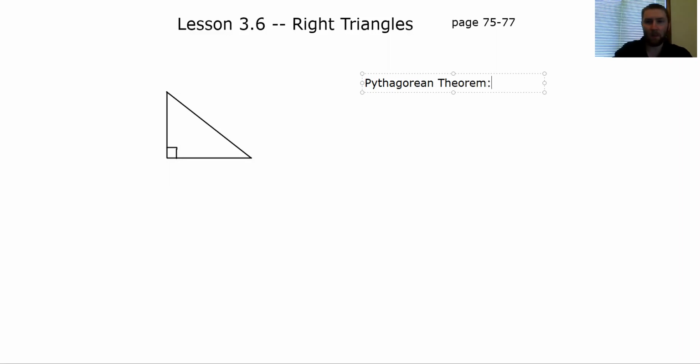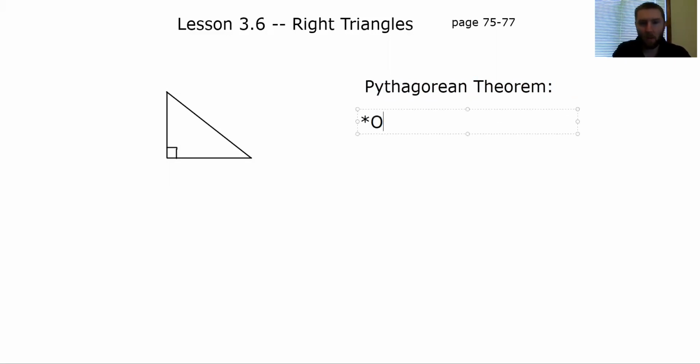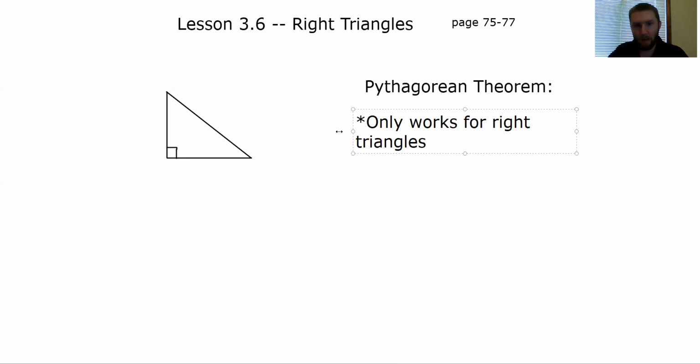This is something we talked about back in middle school, 8th grade, possibly 7th grade. I'm not sure exactly when the first time is that we see it, but the Pythagorean Theorem is a formula that allows us to relate the three sides of a right triangle. It is important to note, so I'll put a little star here, that it only works for right triangles.